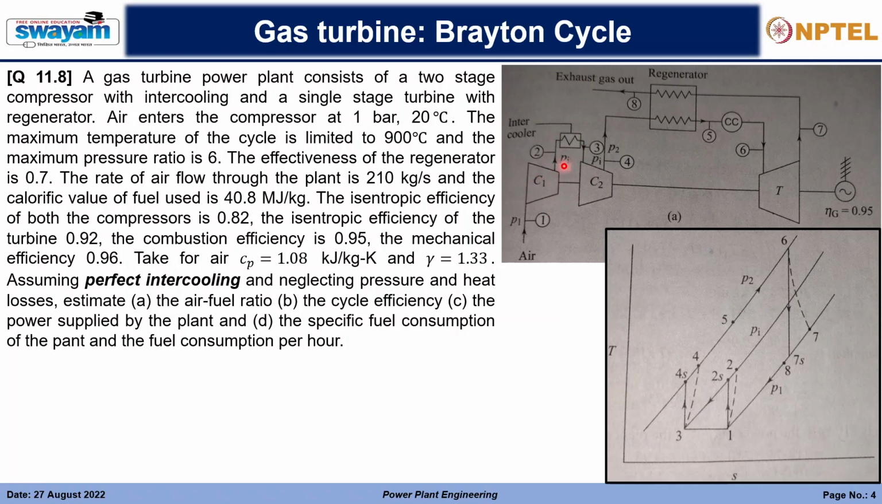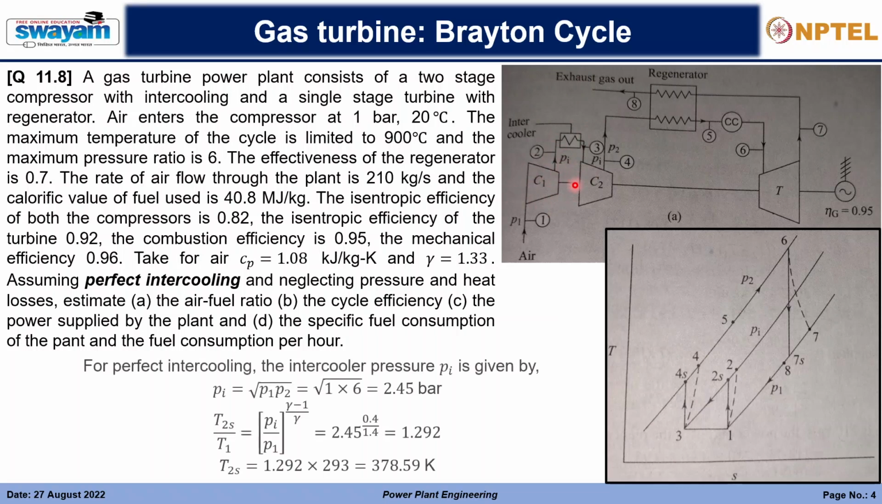So in our question, we have an intercooler, and it is a perfect intercooler. That means there is a particular expression for the intermediate pressure. The final pressure is P2 and the initial pressure was P1, but there is an intermediate pressure. For this, the condition is that the intermediate pressure should be the root of P1 into P2. That corresponds to 2.45 bar.